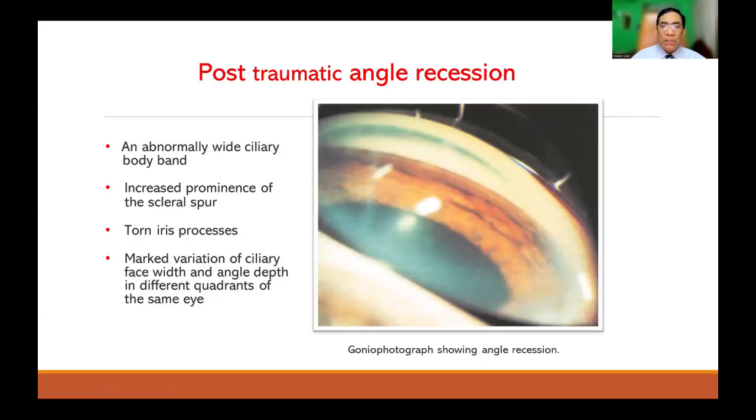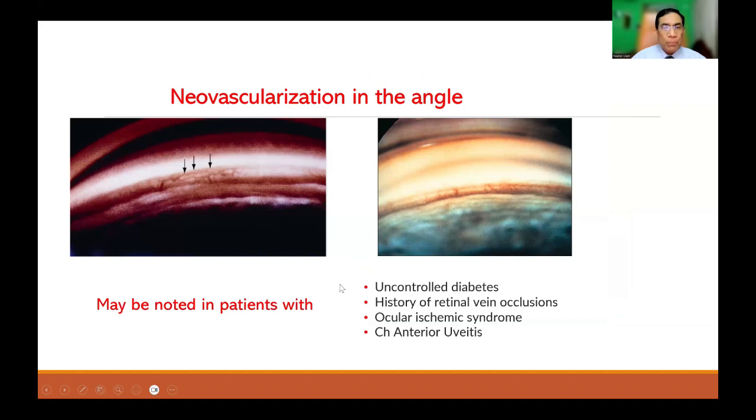We know that in trauma, the angle, maybe a recessed angle, can come from its own place toward the eye. So you can see the ciliary body is totally visible here. So it is an abnormal ciliary body, and it differs from one quadrant to another quadrant. This is very common, and when there is angle recession, the pressure usually goes high.